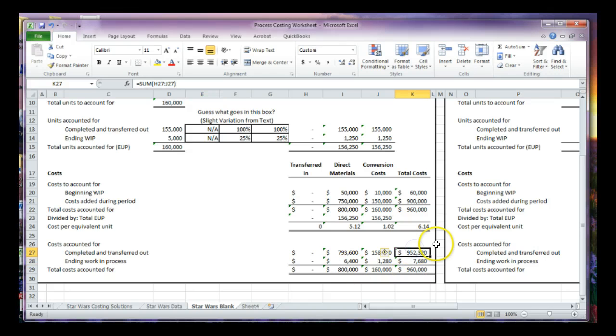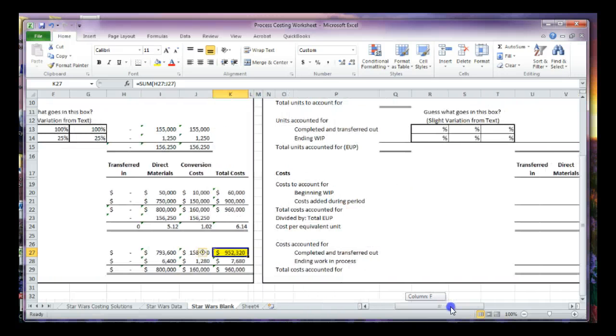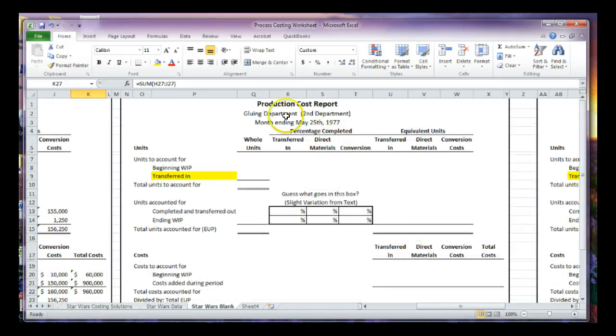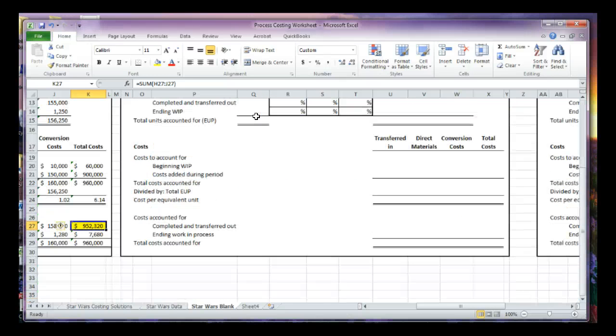One last thing, this $952,320, that was cost that's transferred out. Where was it transferred to? It's transferred to the next process in the line, which is your gluing department. This is where we're gluing the, I don't know, protective gear and stuff on the inside of the mask. So this $952,320, where does that go? Well, we've got cost to account for, cost added during the period, right there.